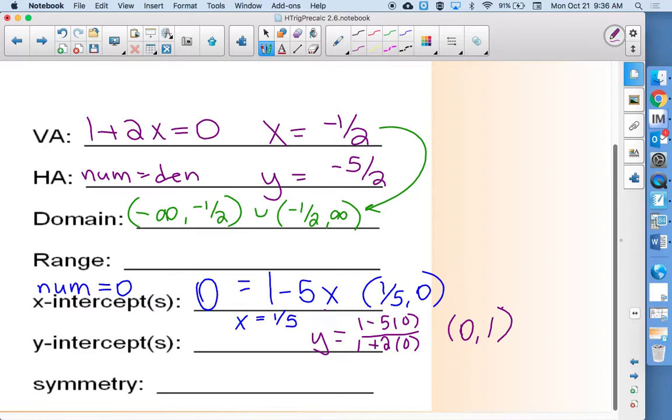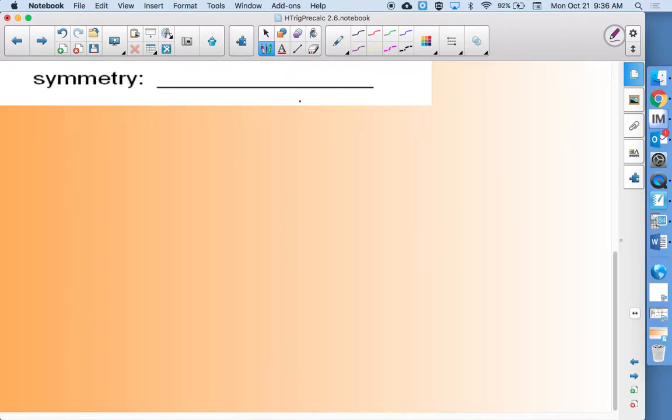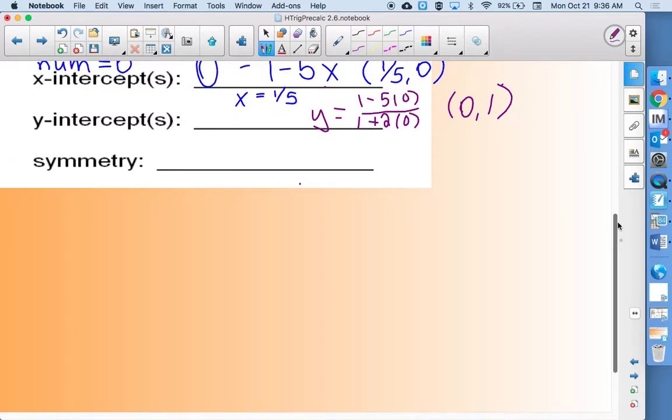So the last thing we need to do is get this in the calculator. We're going to find the range using the graph, so we've got to really look at the graph for the range. And then we're going to talk about the symmetry. There are 2 types of symmetry. It's either y-axis symmetry, origin symmetry, or there is no symmetry. So sometimes it doesn't have either of those options. It just doesn't have symmetry.